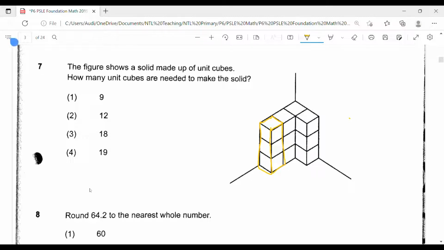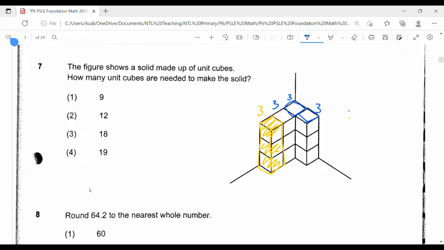So this first column has got 3 cubes. 1, 2, 3. Stack one on top of the other. Yeah? So 3. Now we look at the next column. It should also be 3, right? This next column here would also be 3. Then you look at this next column, another 3.